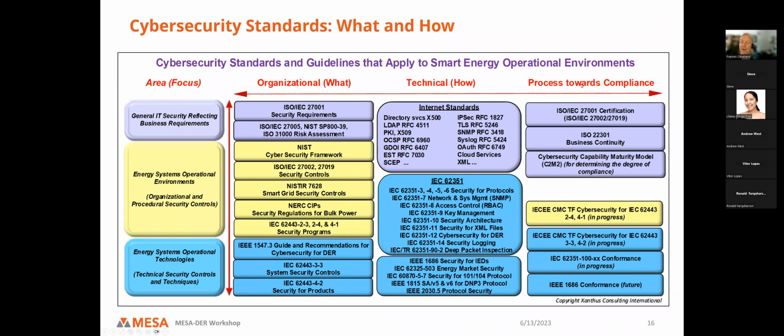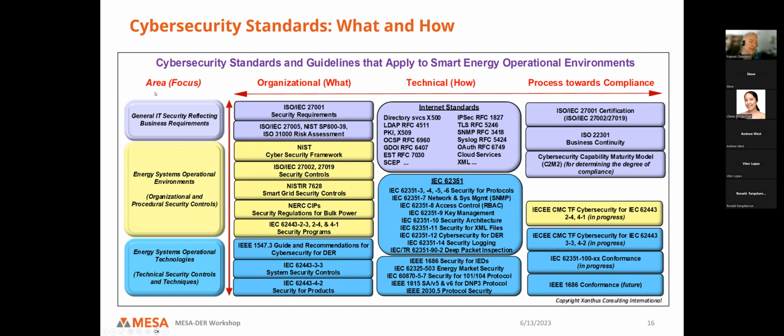And then the third or fourth column, but the third process is the process towards compliance, which is the testing and certification process. It's one thing to say what you want to do and then how you want to do it, but you've also got to test it and get it certified. So this is also an area that is really important.